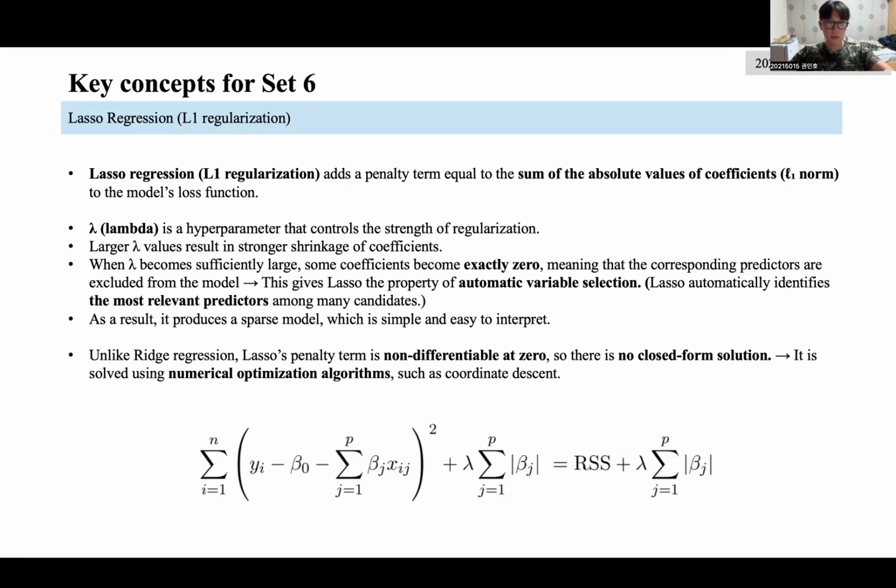The key feature of Lasso is that for large lambda, some coefficients become exactly 0, meaning those predictors are automatically removed from the model. So Lasso performs both shrinkage and variable selection, producing a sparse, interpretable model. Unlike the Ridge model, the L1 penalty is not differentiable at 0, so it has no closed form solution and must be solved numerically.